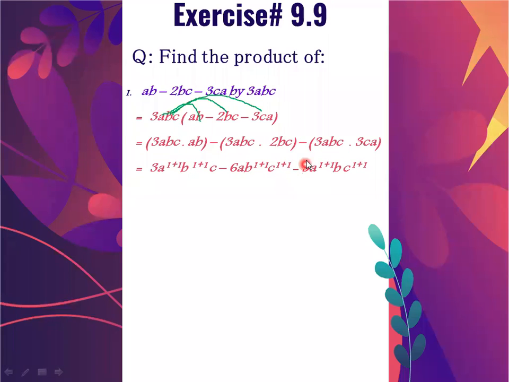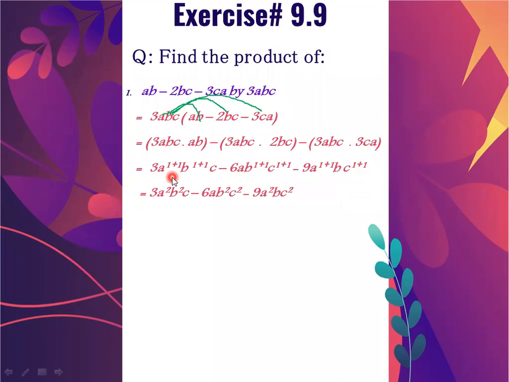Now the minus sign, now you are going to multiply coefficient with the coefficient, means 3 multiplied by 3 is 9. Then this a, how many a's are here? 2a, so simply you will write a 1 plus 1, b similarly as it is, then c, you have 2c, so you will write 1 plus 1. Now in the last step you will simply add their exponents.